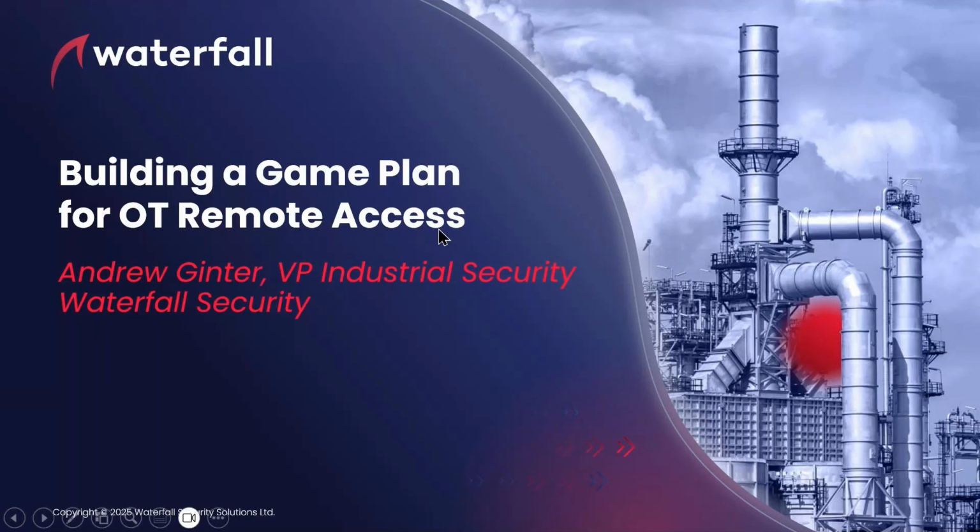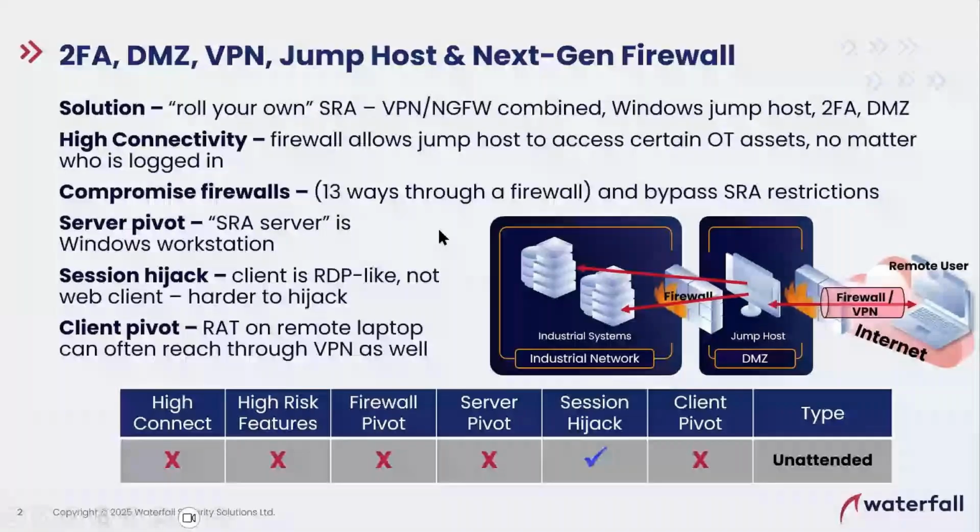Let's start with sort of the classic, what everyone understands. This, in a sense, is building your own VPN, or you're building your own remote access. You don't have to go out and buy this solution. You probably already have a corporate VPN. You probably already have a demilitarized zone, a network between networks, between your OT network and the IT network. You probably already have two-factor authentication on your corporate VPN. What you do is you put a jump host.